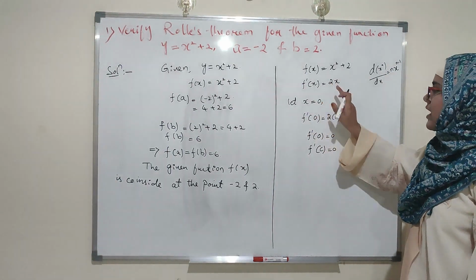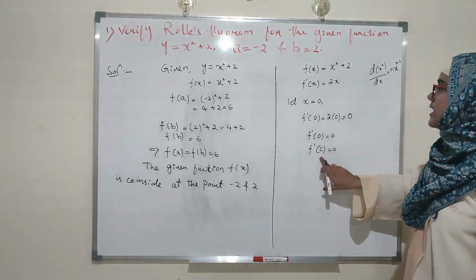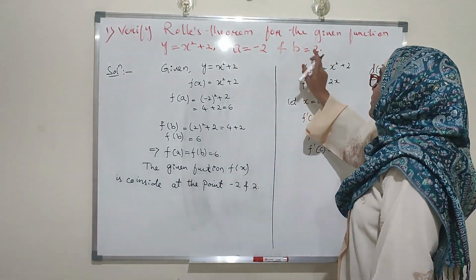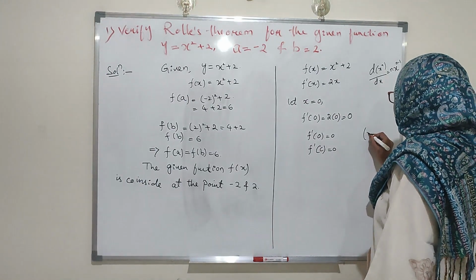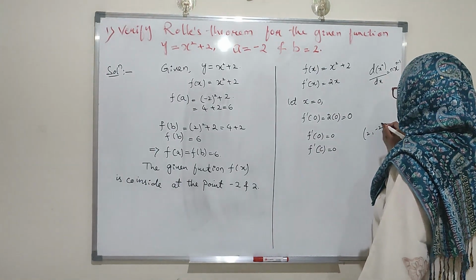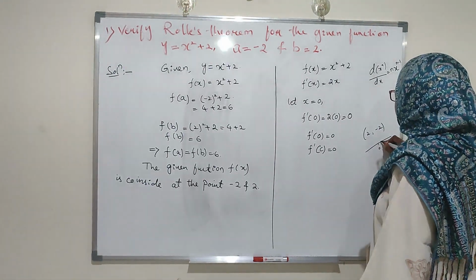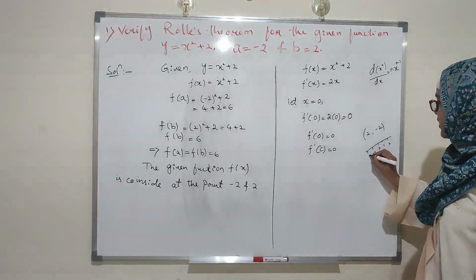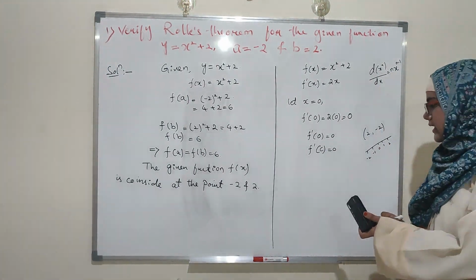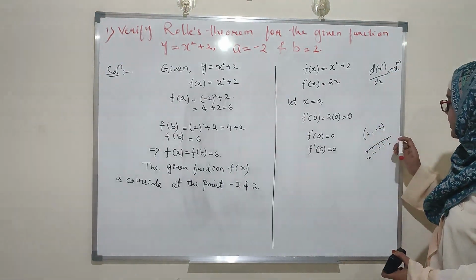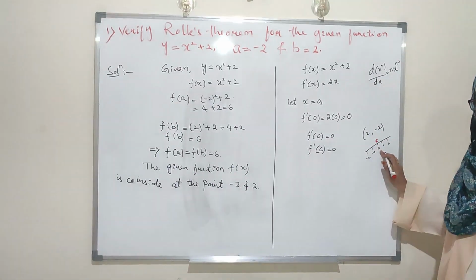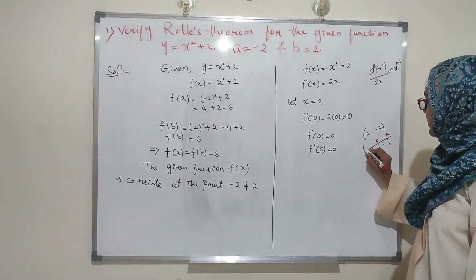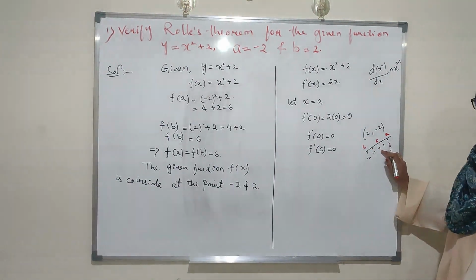So if f dash of x is 0, then we can say that there exists a point C in between A and B. So 0 is in between A and B. How can we say 0 is in between plus 2 and minus 2? On the real number line, we get 0 here, and plus 1, plus 2, minus 1, minus 2. So C is nothing but 0 here. A is plus 2 and B is minus 2. So we got point C here.